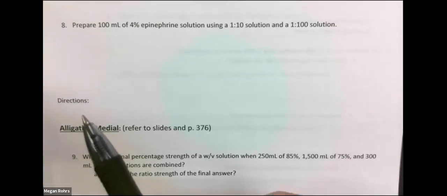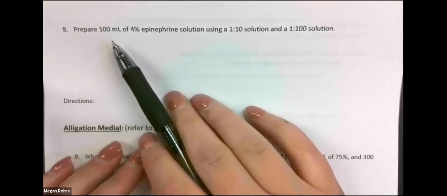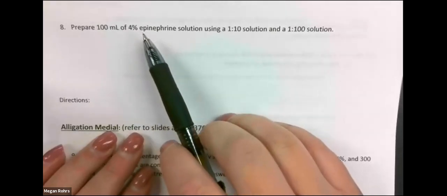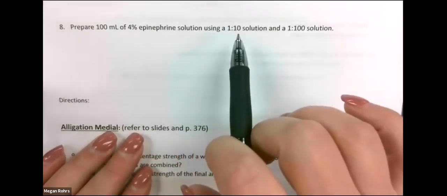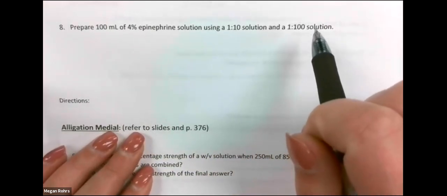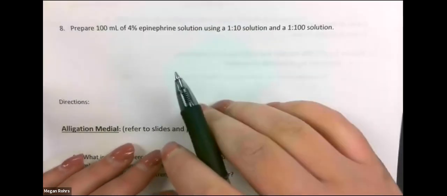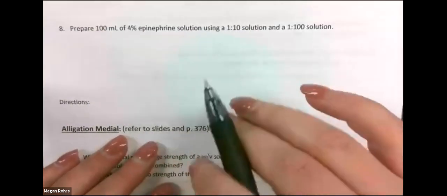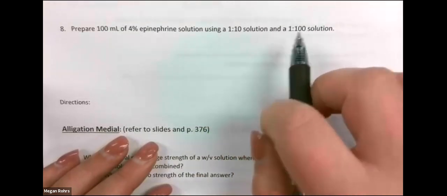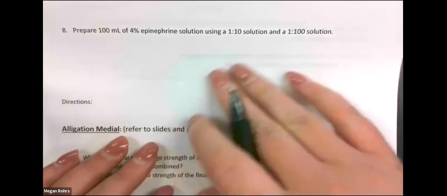All right, so I'm going to skip on your worksheet to number 8. Number 8 says, prepare 100 mils of a 4% solution using a 1 to 10 solution and a 1 to 100 solution. All right, so remember the rules for alligation. We have to convert ratio strengths into percentage strengths before we can start in on our equation here, okay?